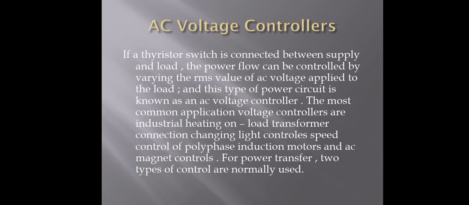The advantages of AC voltage controllers are high efficiency, compact size, and high flexibility. The drawback of the AC voltage controller is that it generates harmonics, which are analyzed by the Fourier series. Now there are two types of controls, that is the on-off control and the phase control.